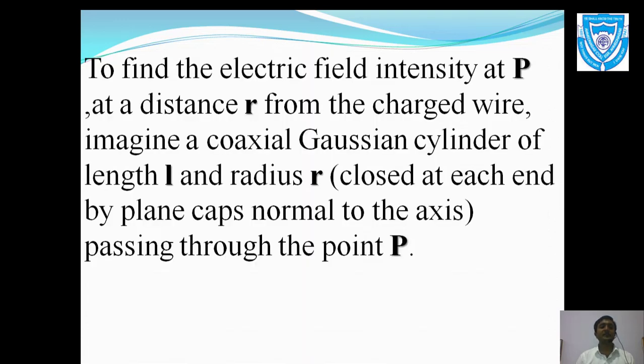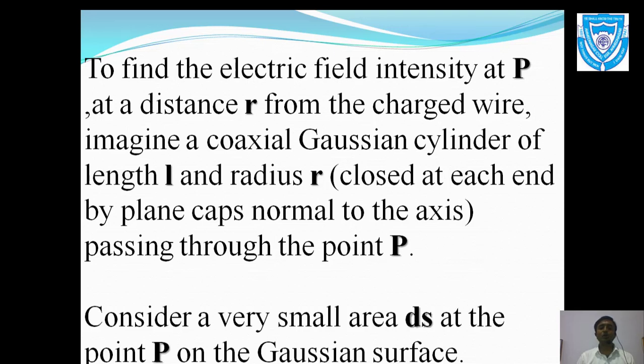This is the detailed explanation of the diagram. To find the electric field intensity at P at a distance small r from the charged wire, imagine a coaxial Gaussian cylinder of length L and radius small r, closed at each end by plane caps normal to the axis, passing through the point P.